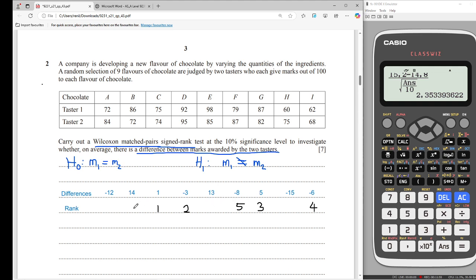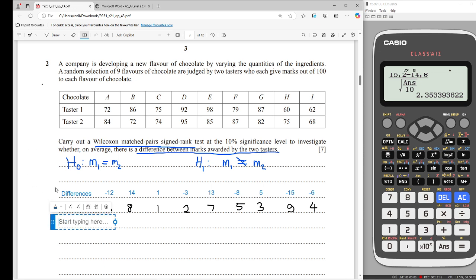Next we will have negative 12. So 6 here, 7, 8, 9. So that's our ranks. Now we need to find the signed rank.